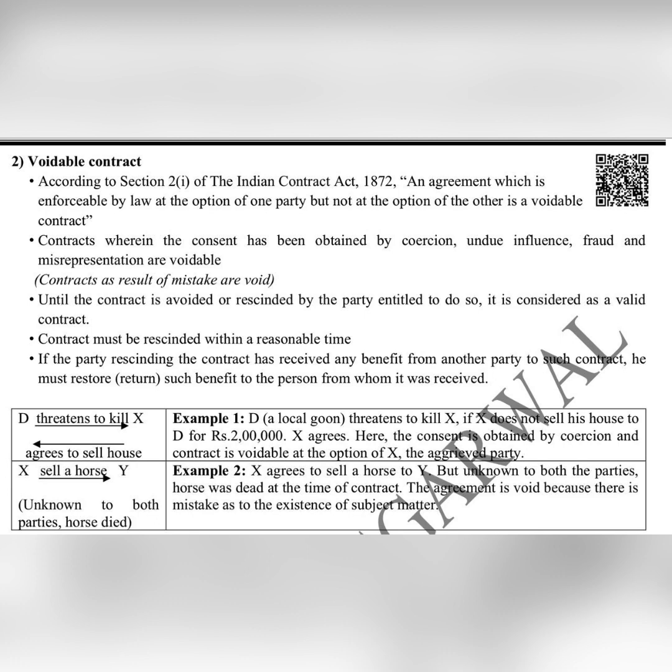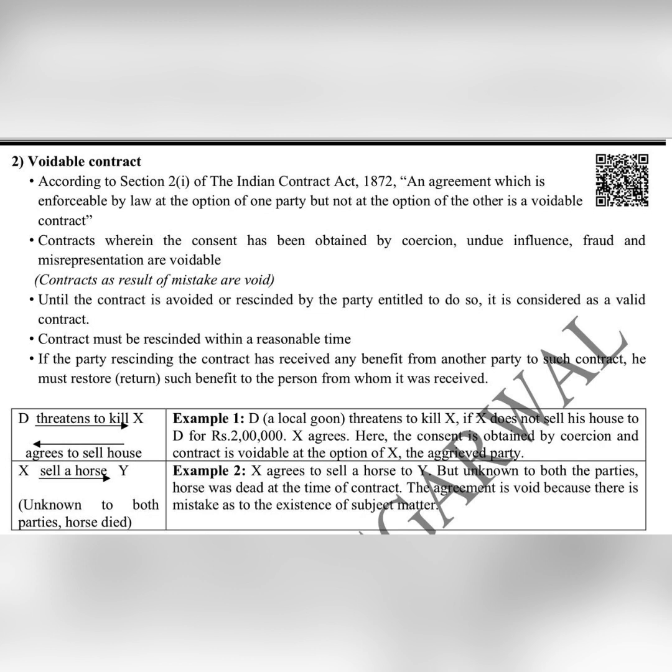Voidable means that these contracts are enforceable at the option of one party but not at the option of the other party. This is defined under section 2 clause I: an agreement which is enforceable at the option of one party but not at the option of the other is a voidable contract. Now how will you understand this concept?